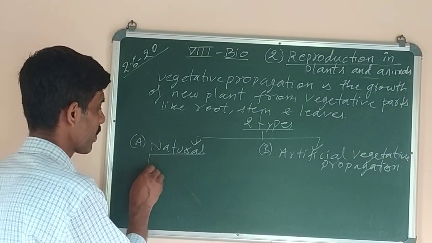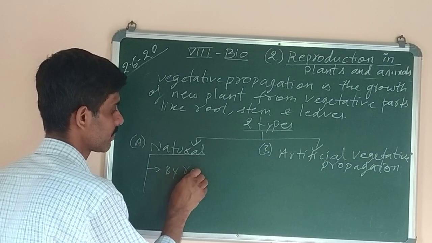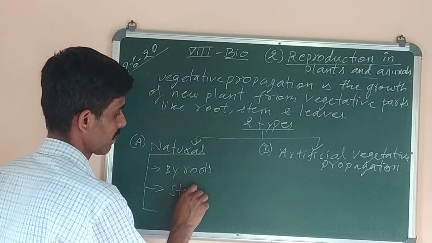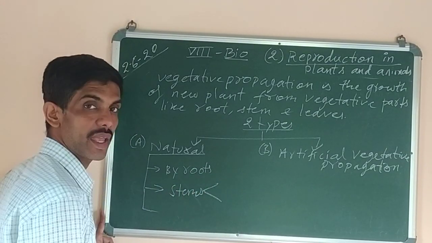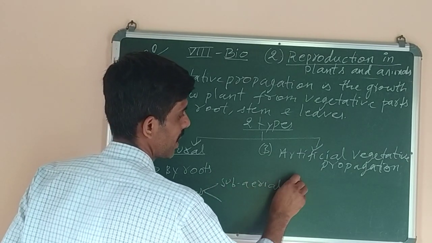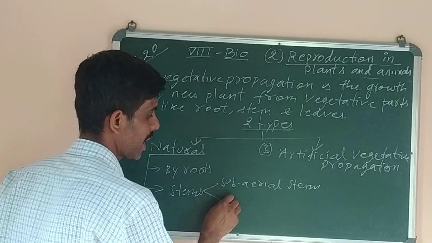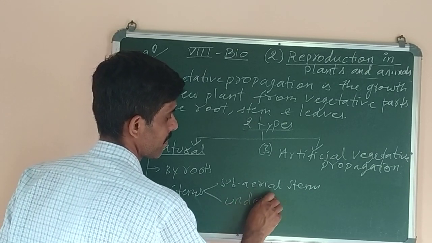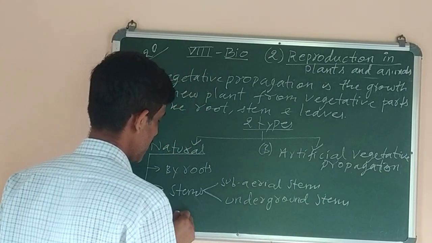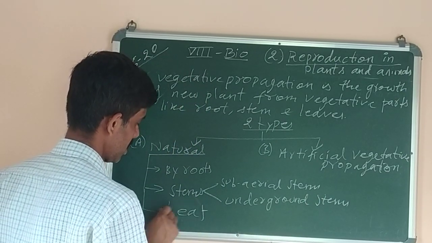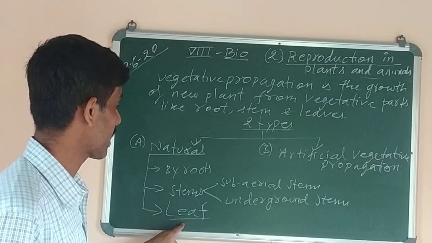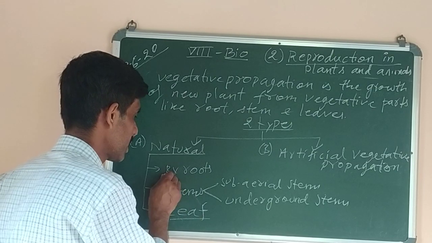So natural vegetative propagation can be by roots, it can be by stems. Again, stems are of two types: by subaerial stems, and the next one is by underground modification of stems, that is called underground stems. And it can be by the leaves also, as in the case of Bryophyllum. A new plant can grow from the leaves. So first, the example of roots.